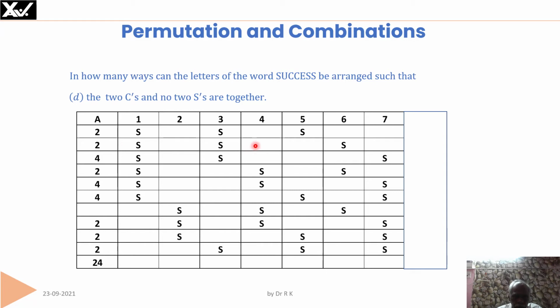Similarly, here also C can be put together only in 4th and 5th place. But U and E can be arranged in 2 ways. Therefore, 2 ways. Here, C can be put together in 2 places, 4th and 5th or 5th and 6th. Therefore, 2 ways for C and 2 ways for U and E, 4 ways we can put. Similarly, I put for all the things, you can go through that. And total number of ways, if you add all the things, then 24 ways. The 2 C's are together and no 2 S's are together.